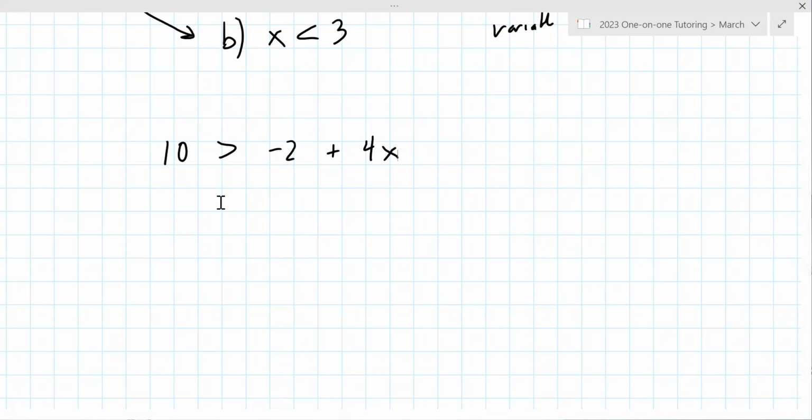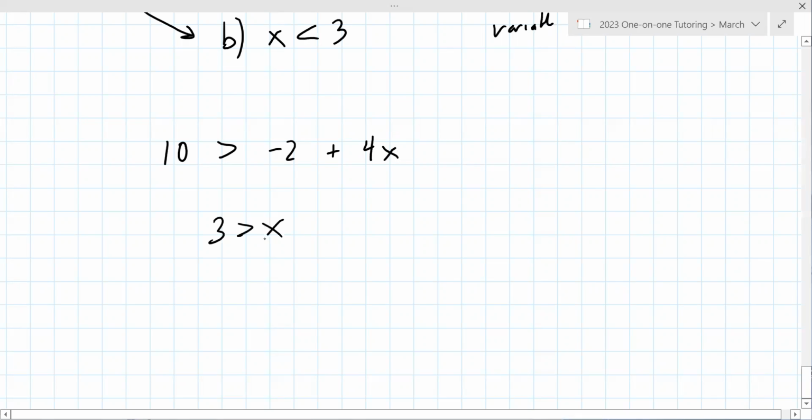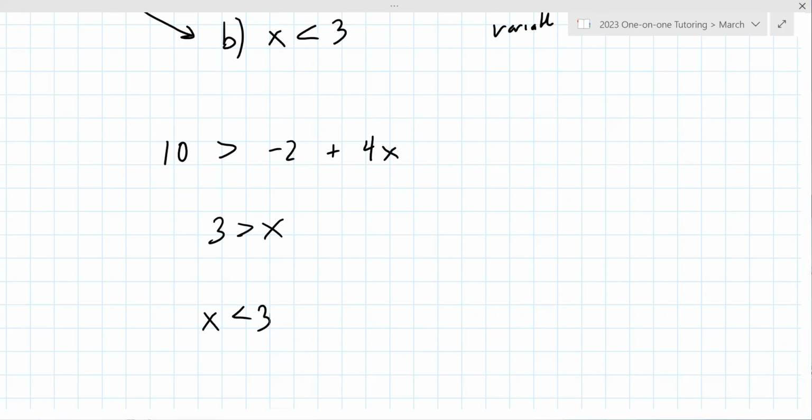12 is greater than 4x. Keep going. Okay, so we're going to divide by 4. So you can have 3 is greater than x. But we can't leave it like that. How should we change that? X is less than 3. Yes. Any questions on that?